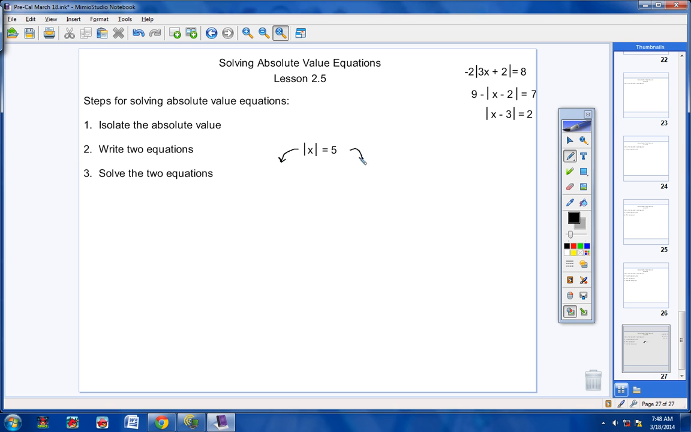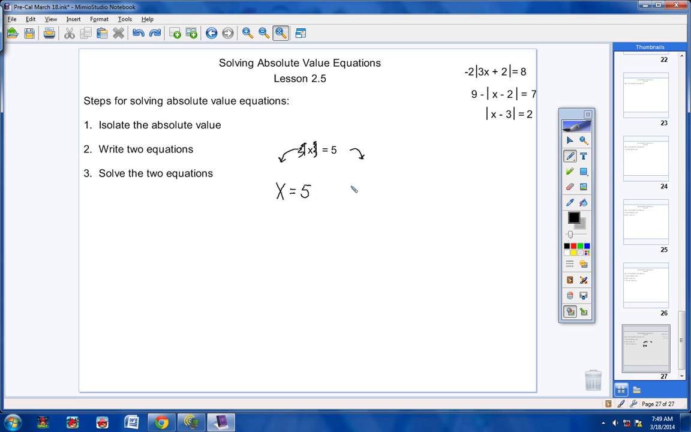Here we go. First of all, you just get rid of the absolute values and you just write the equation like it is. X equals 5. Isn't that easy? And then you write the exact same equation again, only you change the sign of this number over here.